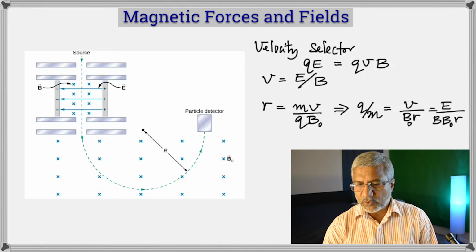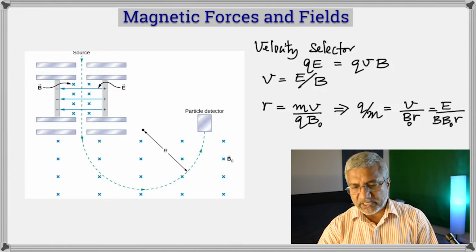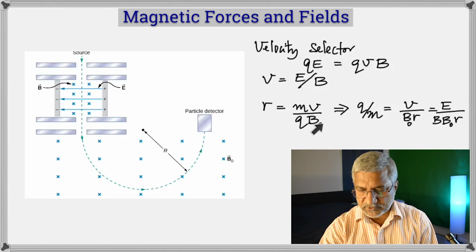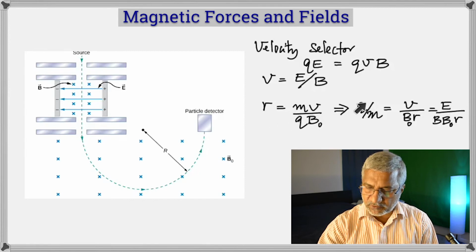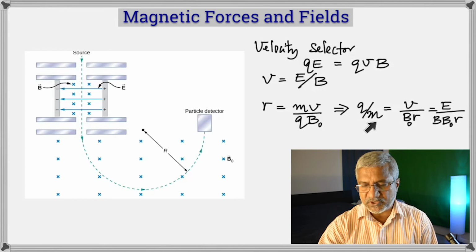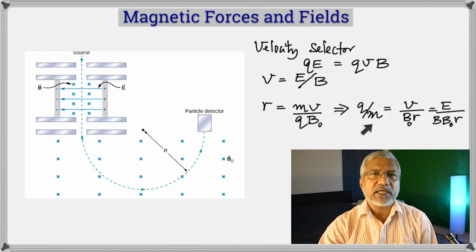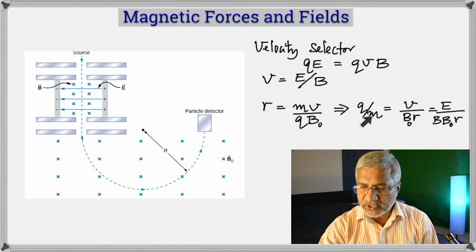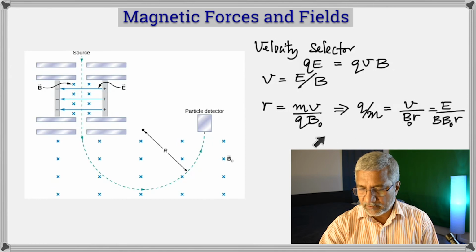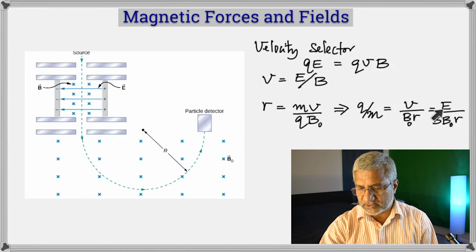And next, we know that the radius, when it enters the second magnetic field, B naught, is given by MV by QB naught. From where we can make Q by M the subject. Q divided by M, that's charge divided by mass, is called the specific charge. Specific charge, another technical term, is given by this formula. Simple math from there. Then we substitute for velocity. Isn't that E by B? So finally you end up with this.